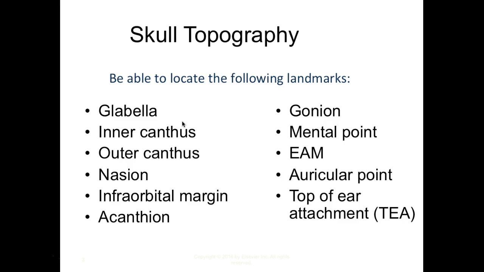So we are going to talk about where the glabella, inner canthus, outer canthus, nasion, infraorbital margin, the acanthion, the gonion, the mental point, the EAM, our auricular point, and the TEA, which is top of the ear attachment.